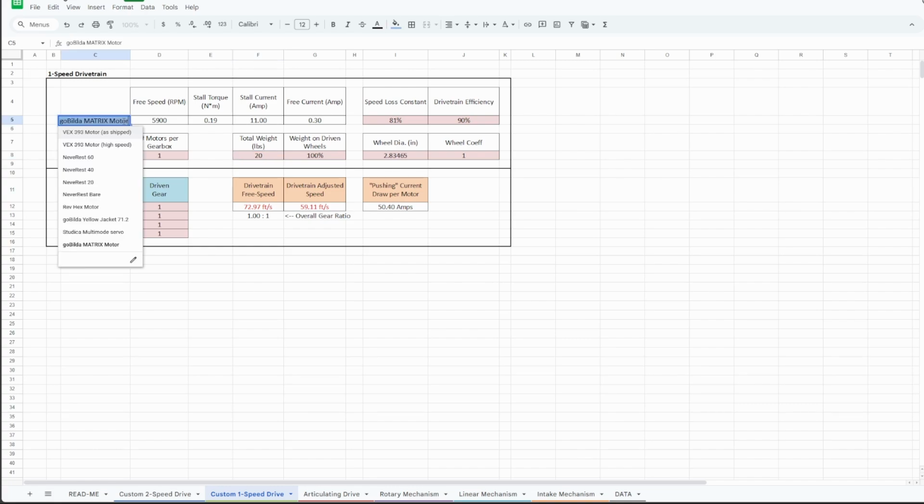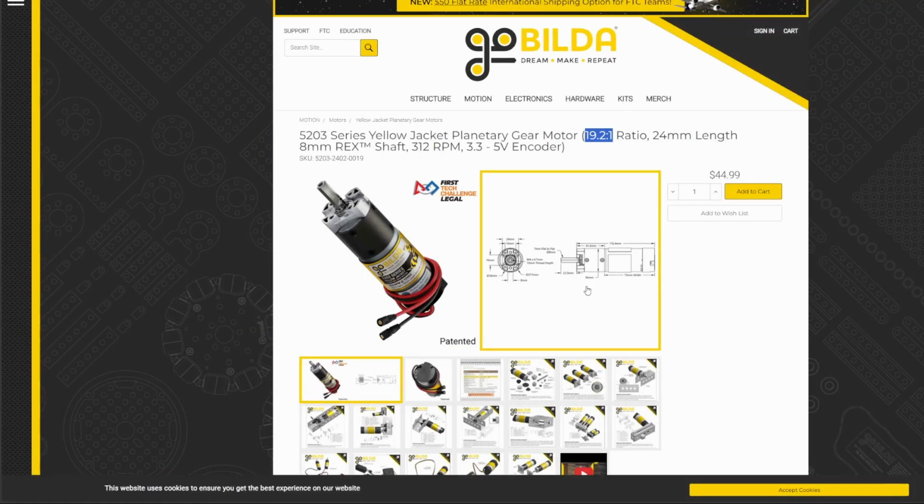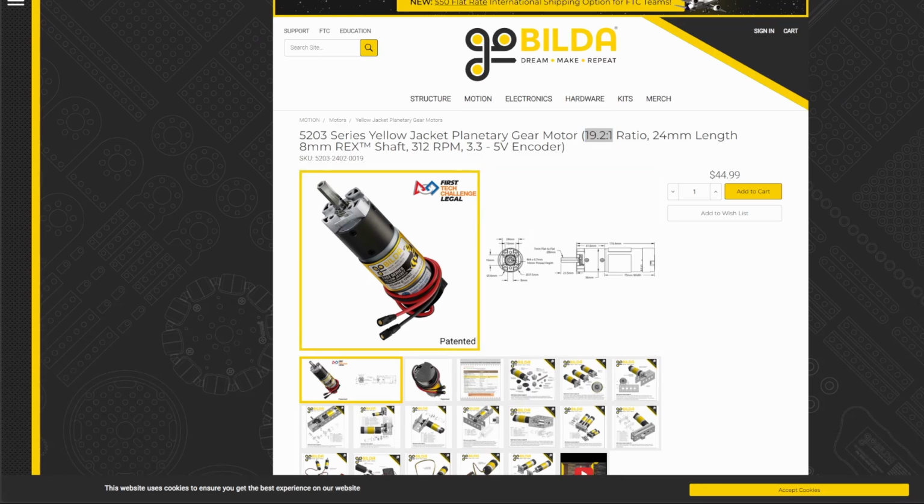Well, we have goBILDA Matrix motors, just directly connected to our drivetrain, and I know they are those Matrix motors because with goBILDA we have Yellow Jackets, and the Yellow Jackets also include these black parts right here, which are our gearboxes. They give us that highlighted ratio. In this case, it's a 19.2 to 1 ratio, where 19.2 is the ratio of the output shaft to the input shaft, or the input motor.